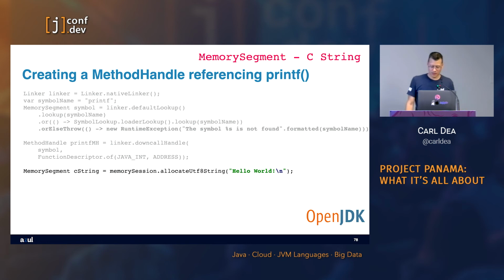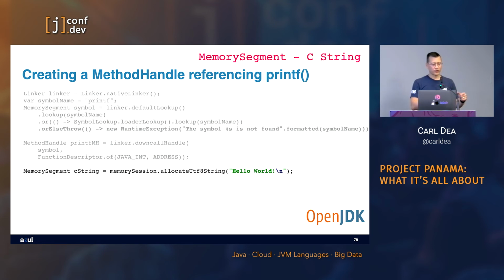So let's see. Really quick, on the memory session, there's a method called allocateUtf8String. It's a simple function from your memory session. It'll just create a C string, which is the pointer to the character array. So you're basically passing in a Java string, and it'll create this thing called a memory segment. It's really important.